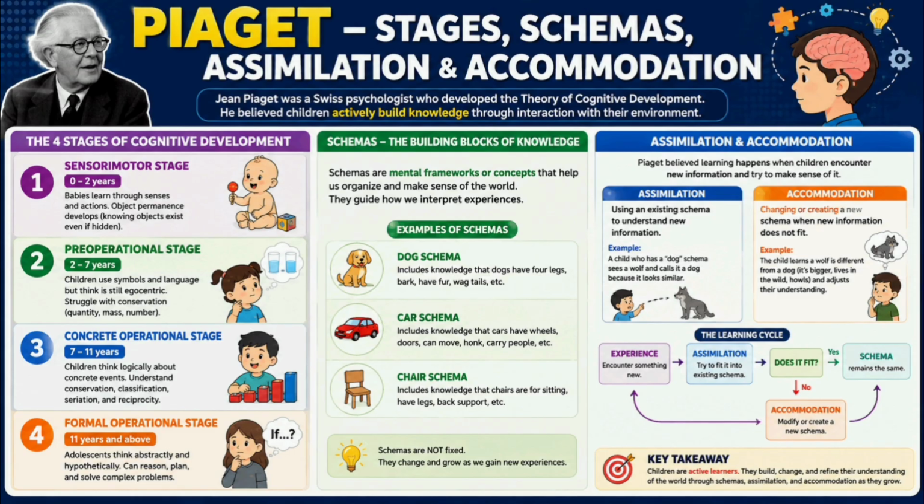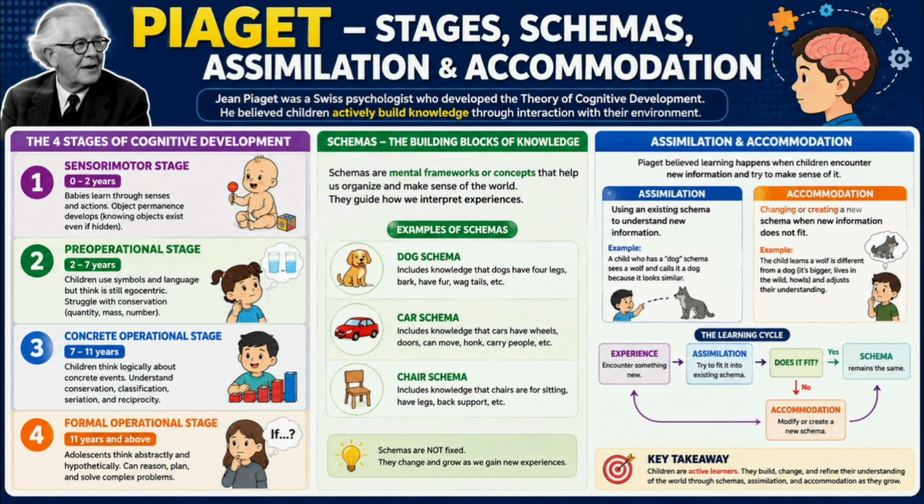Sensorimotor stage. The first stage is the sensorimotor stage, age birth to approximately 2 years. The word sensorimotor contains two words, sensory plus motor. Sensory means using the senses and motor means physical actions or movements. During this stage, babies learn mainly through seeing, hearing, touching, tasting, grasping, moving, exploring objects. For example, a baby may shake a toy to hear the sound, put an object in the mouth, or throw an object to observe what happens.